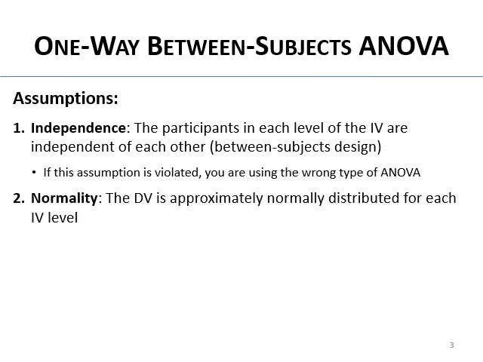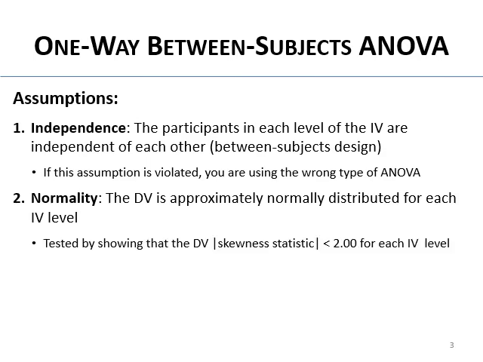So the next assumption is the same assumption as it was for independent sample t-test, except that you've got more than two groups now. And that is that the DV is approximately normally distributed for each IV level. So if you look at the shape of scores for each of your 3 or more levels on the DV, you'll see that it's approximately normal. So guess how we test that?